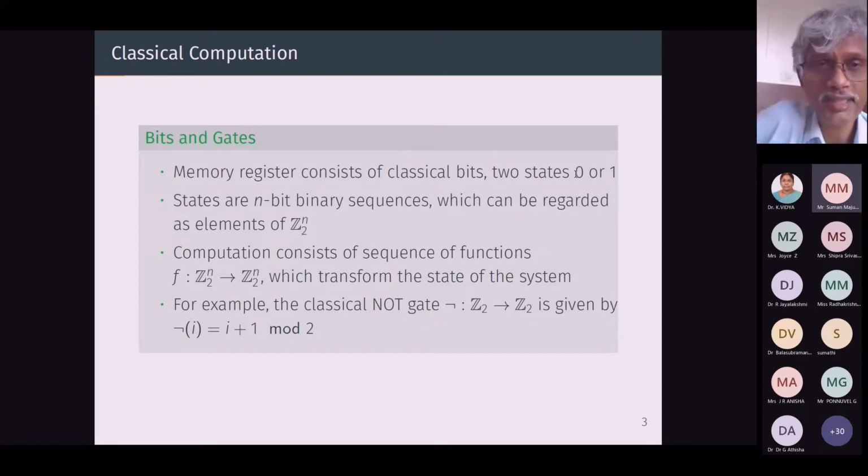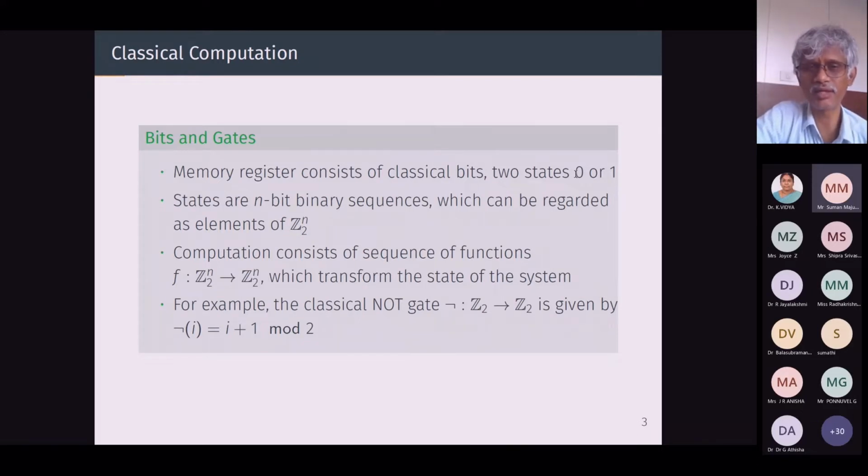So let us recall what is happening in classical computation. We know that memory registers consist of classical bits which are in 2 states, 0 and 1. I just want to tell you that there is this symbolism and notation. I have followed some material written by a mathematician, so these people are not quantum physicists. Most of the symbols and notations will match what is used in the quantum computation domain, but there might be slight variations.